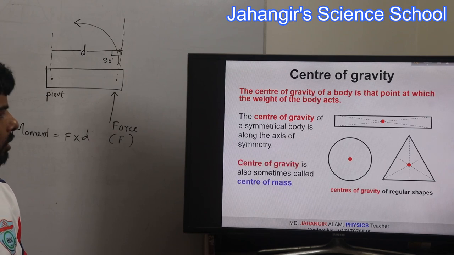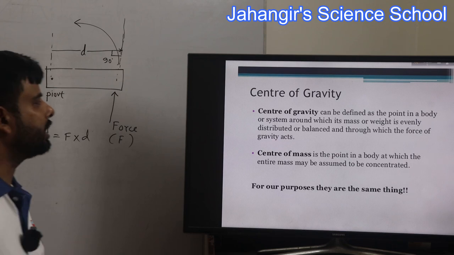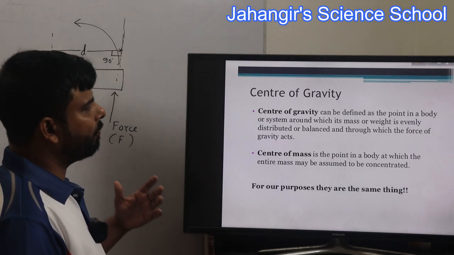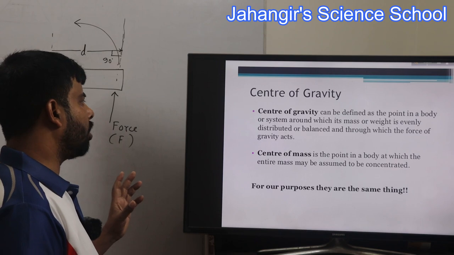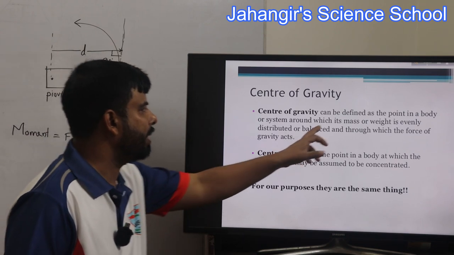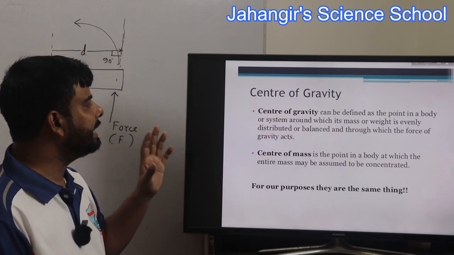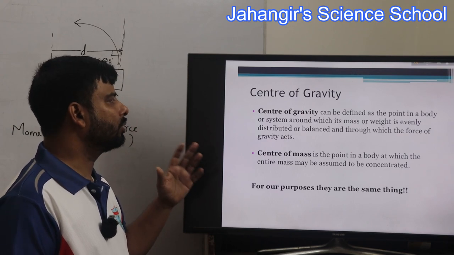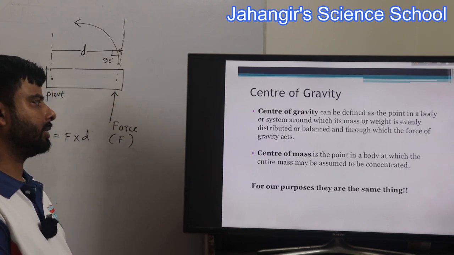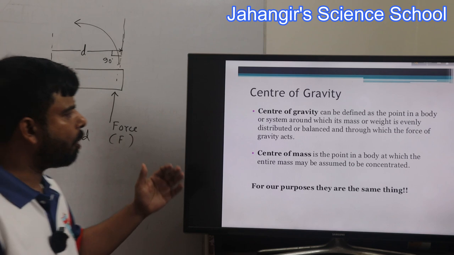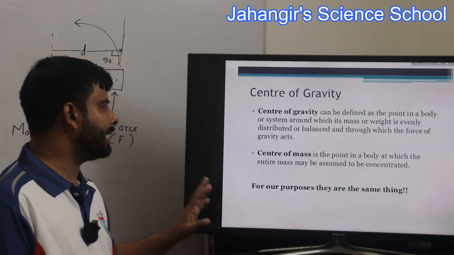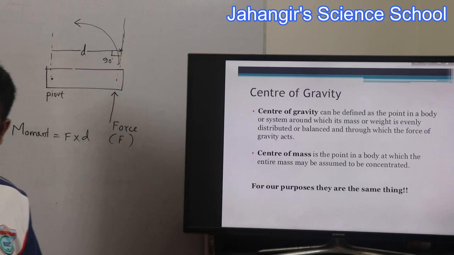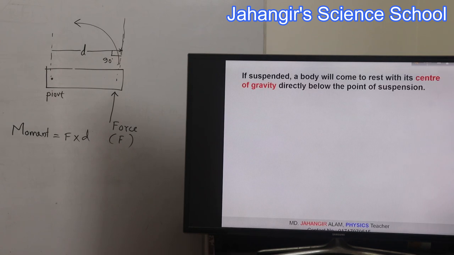Center of gravity is also sometimes called center of mass. Same thing. So center of gravity can be defined as the point in a body or system around which its mass or weight is evenly distributed or balanced, and through which the force of gravity acts. Center of mass is the point in a body at which the entire mass may be assumed to be concentrated.